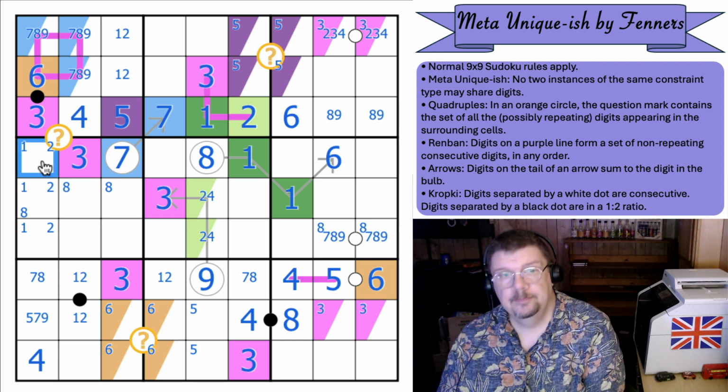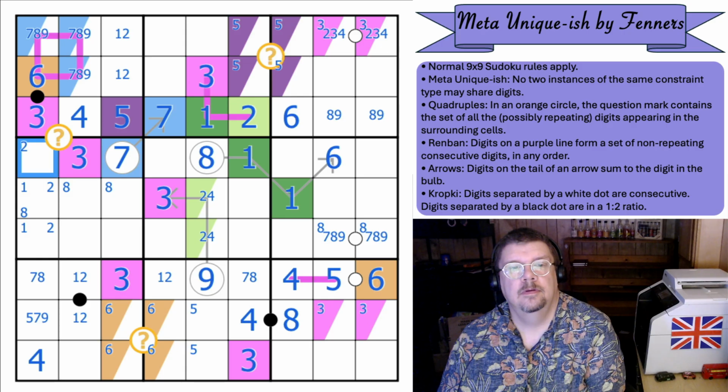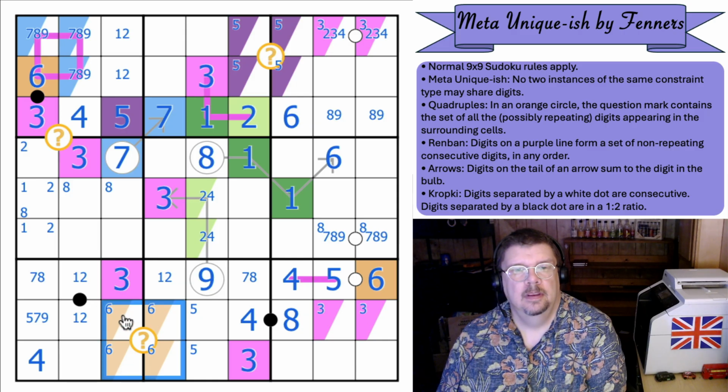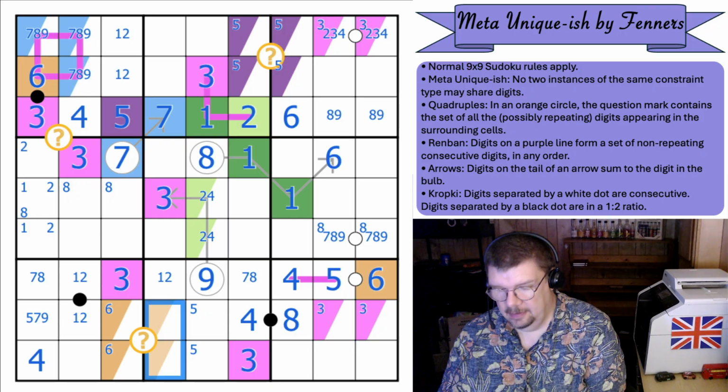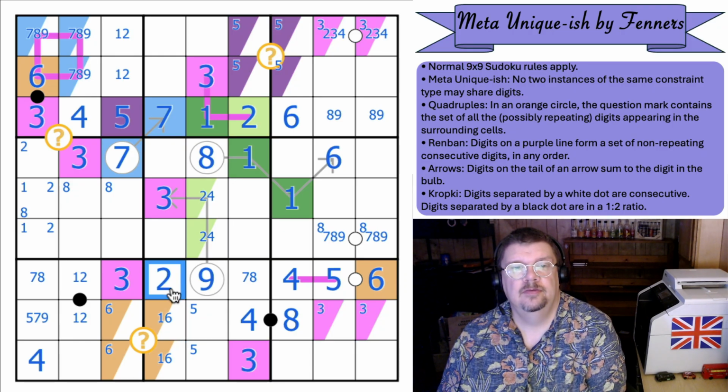That's not a 1. One does not go on this quadruple, so 1 must go on this quadruple. And it can't go in either of those because of that 1-2 pair, so this must be a 1-6 pair. And that is a 2. That makes that 1 and that 2.